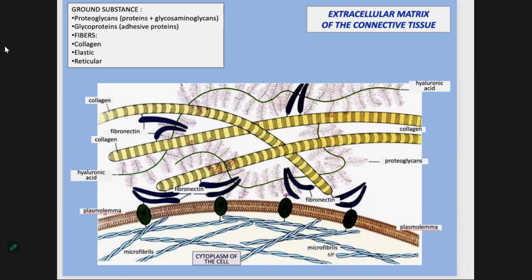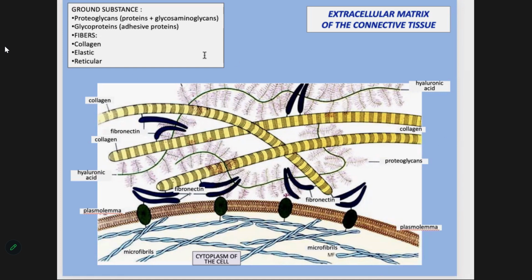But ground substance, the second component of the extracellular matrix, is a prevalent component in loose connective tissue. Ground substance houses compound chemical substances, proteins together with carbohydrates, and these substances are named proteoglycans. These are complexes of proteins with glycosaminoglycans. And the second chemical substance is glycoproteins. Glycoproteins are those where the volume of carbohydrates is bigger than the volume of the protein component. Proteoglycans and glycoproteins are the main chemical substances in the ground substance.